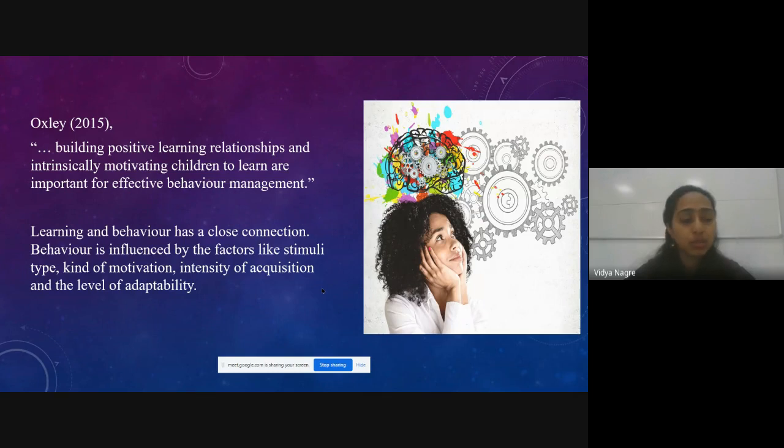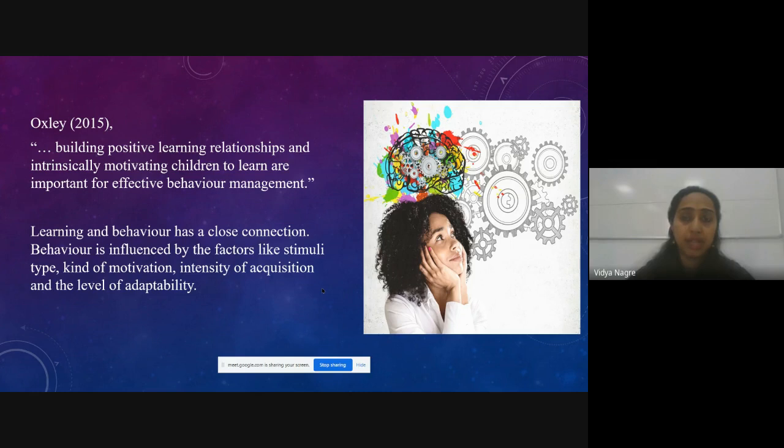According to Oxley in 2015, building positive learning relationships and intrinsically motivating children to learn are important for effective behavior management. Why is this effective behavior management important in class? Because learning and behavior have a close connection. Behavior is always influenced by various factors like stimuli, kind of motivation, intensity of acquisition, because all students are not the same. They have various different mindsets.